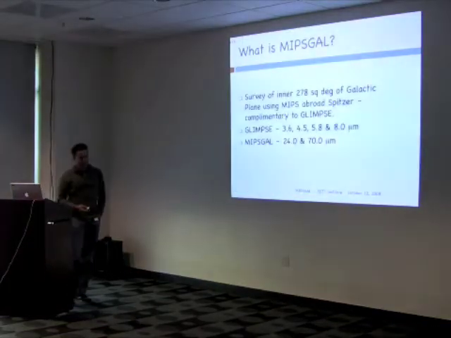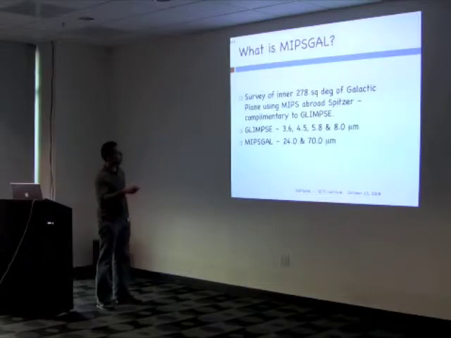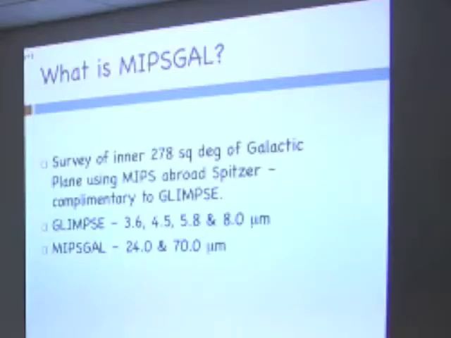So what is MIPSGAL? MIPSGAL is a survey of our galactic plane. We don't do the entire survey of our galactic plane. If we are sitting in the galaxy and looking at the galaxy, and this is my galactic center, then we do a survey of the first quadrant and the fourth quadrant, because that's where most of the dust and gas is located, and that's what we were interested in studying.